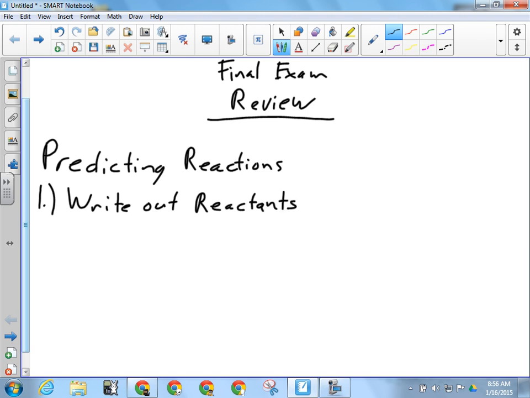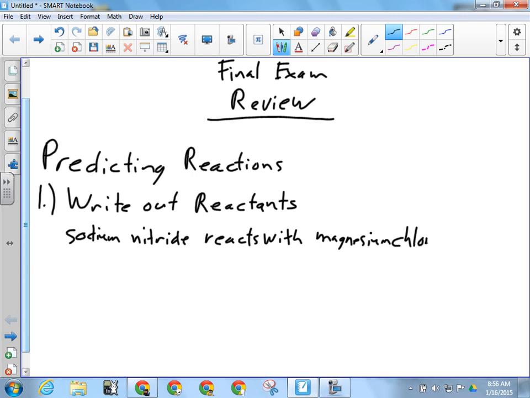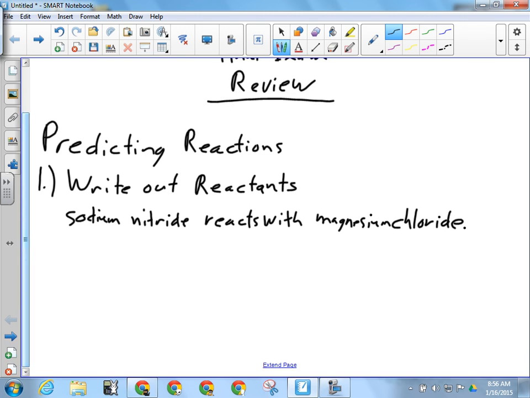Let's say that the question was something like this. Sodium nitride reacts with magnesium chloride. I don't know if that's a real reaction or not, but we'll use it. So my first step is that I write these out in formula form, because obviously I can't predict a reaction when they're in their written form.